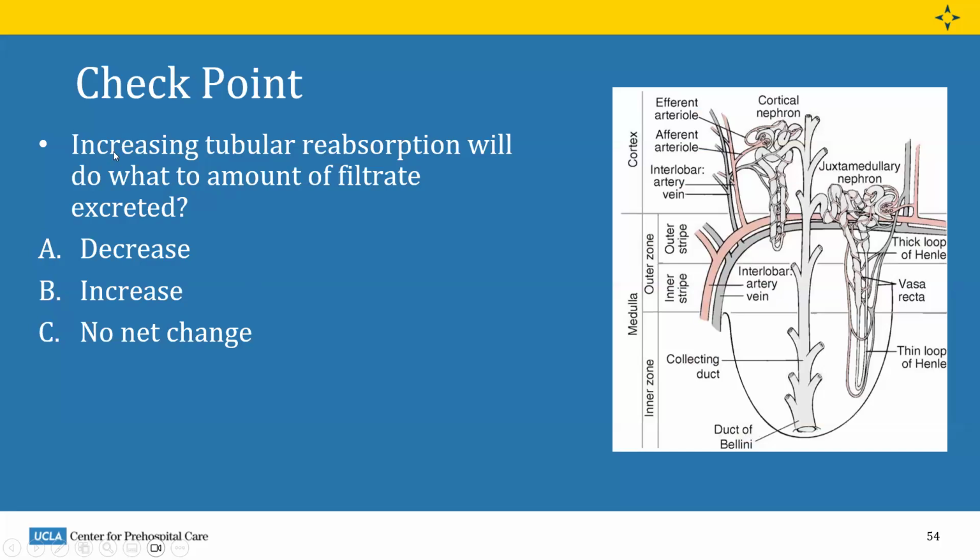Let's do another checkpoint. If I increase tubular reabsorption, what will happen to the amount of filtrate excreted? So if I increase tubular reabsorption, what do we expect for the amount of filtrate we excrete? We expect it to decrease. If we're reabsorbing more fluid back into our blood, then we expect to urinate less of that out.